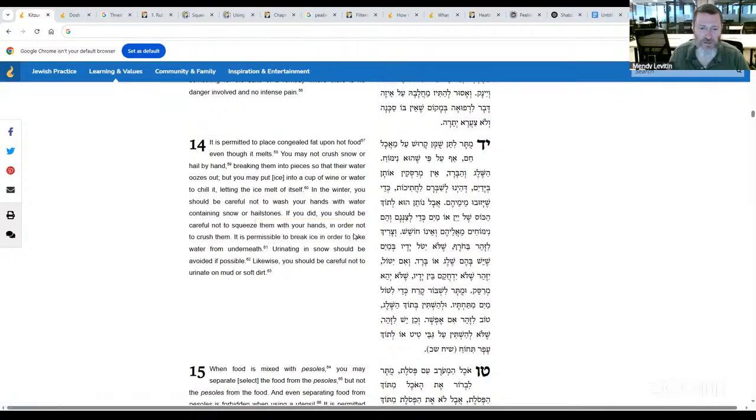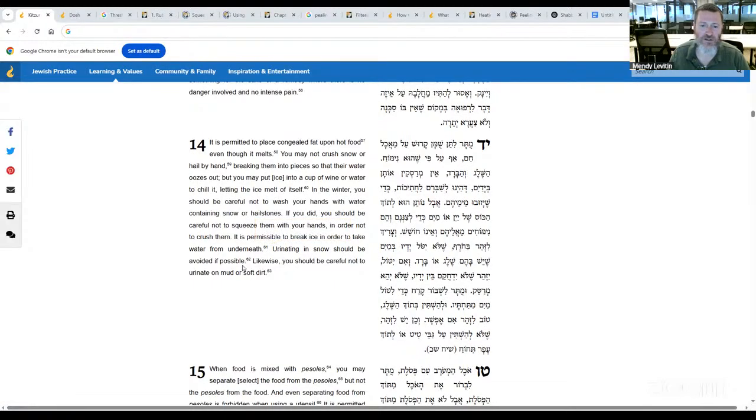What are we talking about here? To break ice. So why are you allowed to break ice to get to the water underneath it? Let's say a frozen well. It's because the water is not derived as a result of the ice. You're not taking the water from the ice, you're taking the water from the water. You're just getting to the water. In order to get to the water, you have to break the ice.